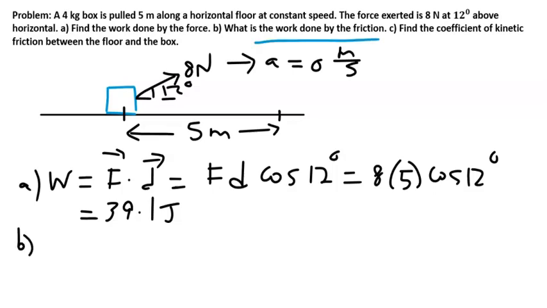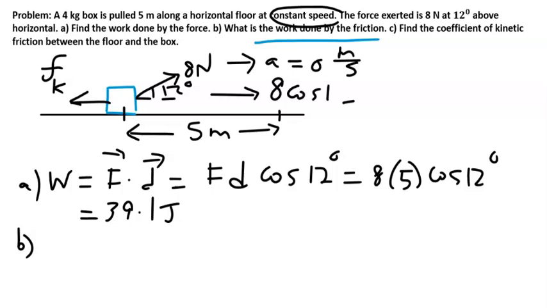Part B. What is the work done by the friction? Now we know that friction opposes motion, so that is the direction of that friction. Kinetic friction, that is. The object is moving with 0 acceleration because we know it's moving at constant speed. So friction must be the same in magnitude as the horizontal component of that 8 newton force, which is 8 cosine of 12 degrees.